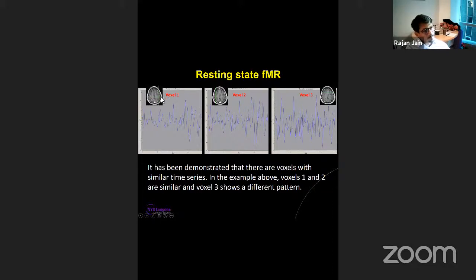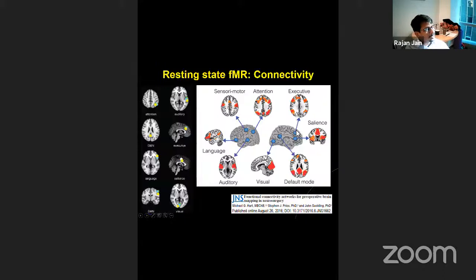For example, over here, looking at the motor network, voxel 1, which is in the left precentral gyrus in the hand motor area, you can see the time series created from this voxel matches with voxel 2, from the right precentral gyrus hand motor area, versus another voxel taken from the right frontal lobe anteriorly. These two voxels' time series do not match with this one, right? So what we're trying to do is look at all the voxels in the brain and connect different networks based on matching time series.